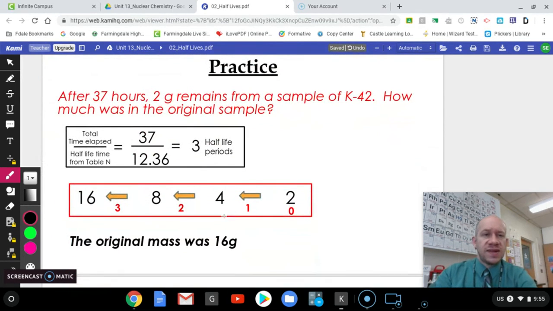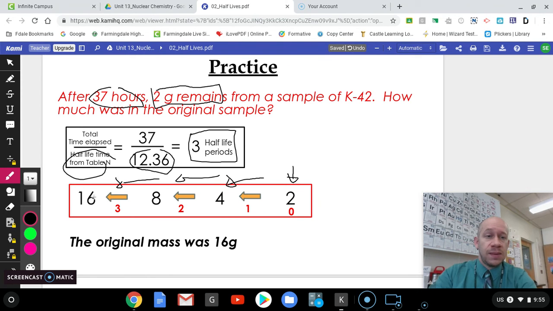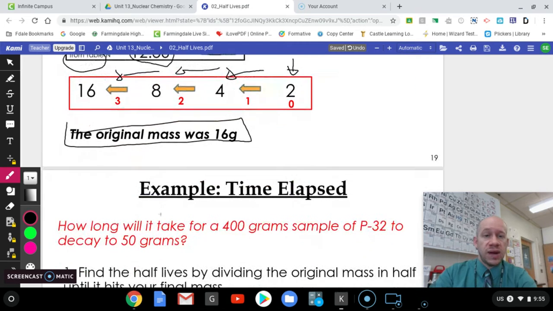After 37 hours, 2 grams remain from a sample of K-42. How much was in the original sample? So I have a total of 37 hours. I can get 12.36 from table N, so that's the half-life. So 3 half-life periods occurred. If I ended with 2 grams, I work backwards once, twice, 3 times to get my total of 16 grams. My original mass was 16 grams.